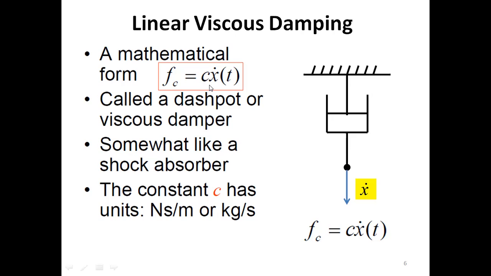And if we want to find out C from this equation, so the damping C is actually equal to the damping force divided by the velocity.